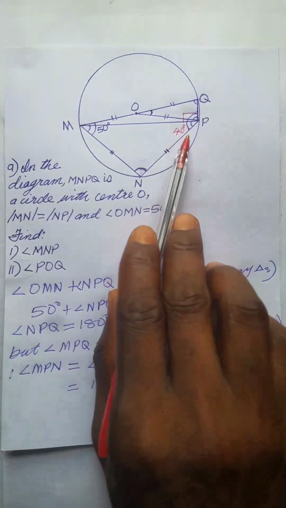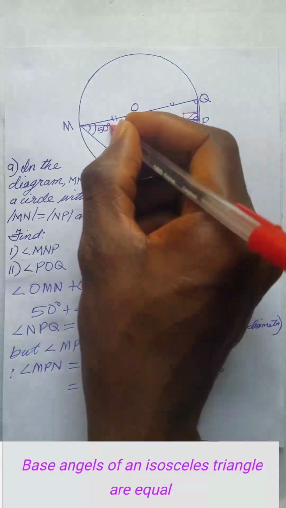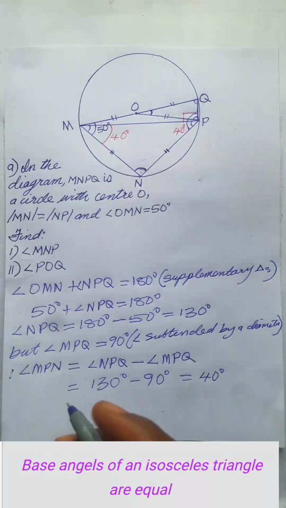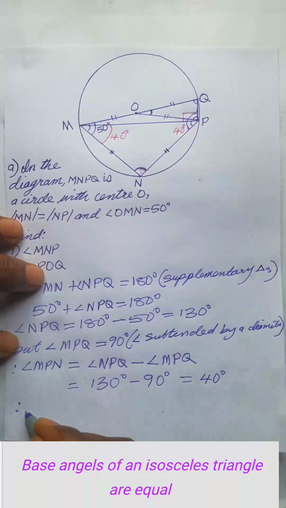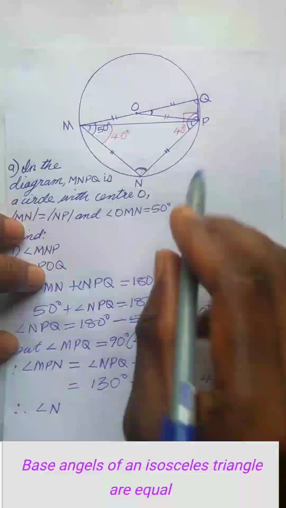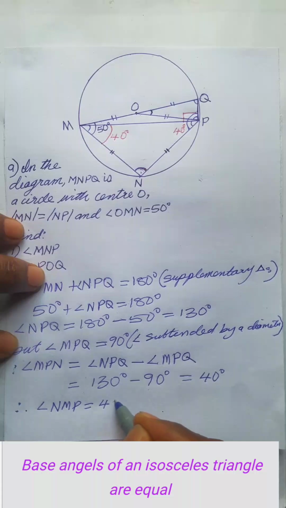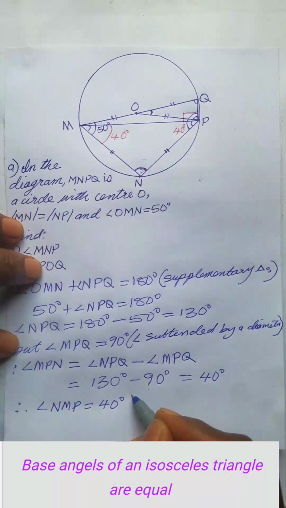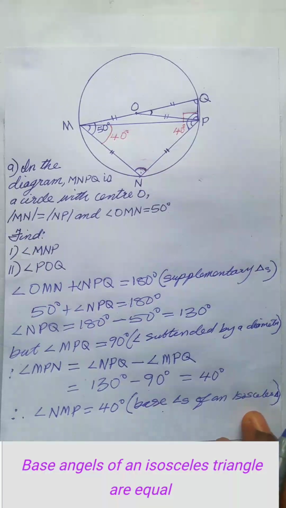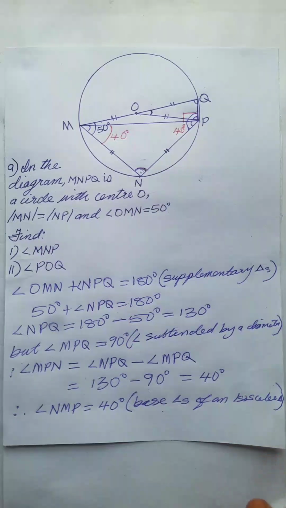MPN is 40 degrees. We said earlier that this is an isosceles triangle. That means this place here is what? 40 degrees. Let's write it down. Therefore, angle NMP, call it NMP, will be equal to what? 40 degrees. Why? Base angles of an isosceles triangle. Remember, we were told that this is equal to this. They gave us that fact.